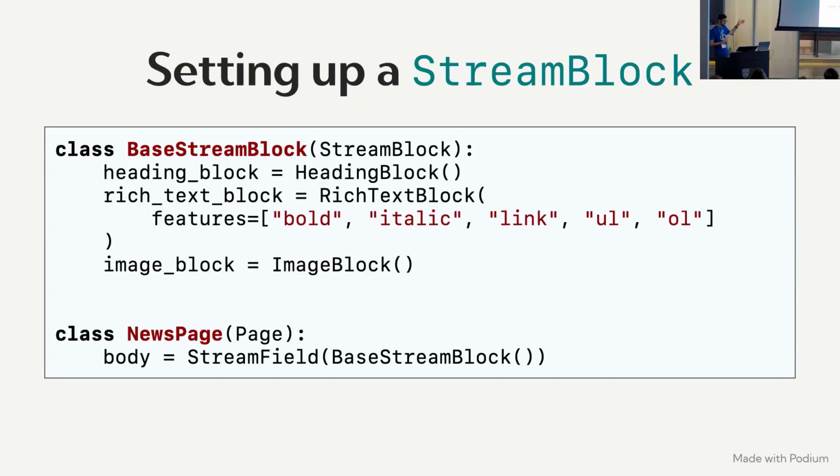In this example, the base stream block offers 3 different block choices: headings, rich text, and images. And then we pass that to the body, in this example, of news page. And so the news page's body stream field has access to all 3 of those blocks.